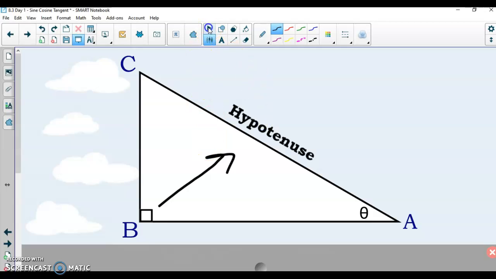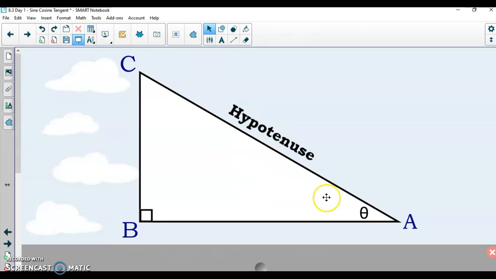Now, when it comes to the other two sides using trigonometry, we base their names off of the other angle that we have information about. Sometimes it will be unknown to us, like we have here, so we have this Greek symbol theta to represent a missing angle. Other times we might know what the angle measure is. It might tell us that it's 32 degrees or 57 degrees.